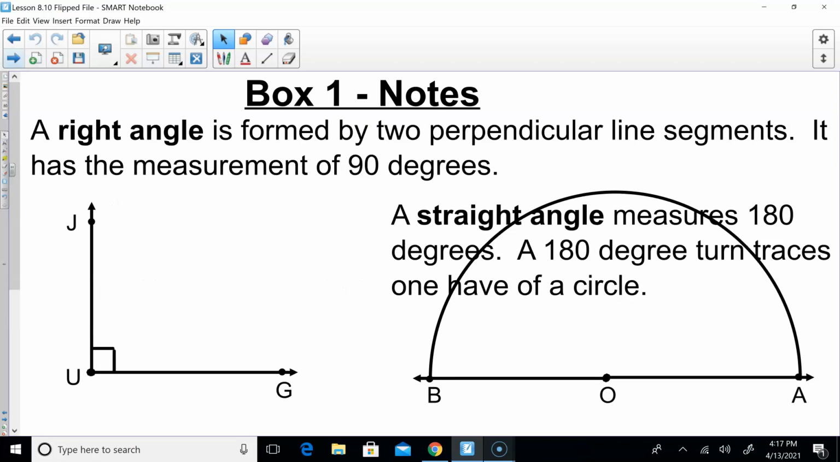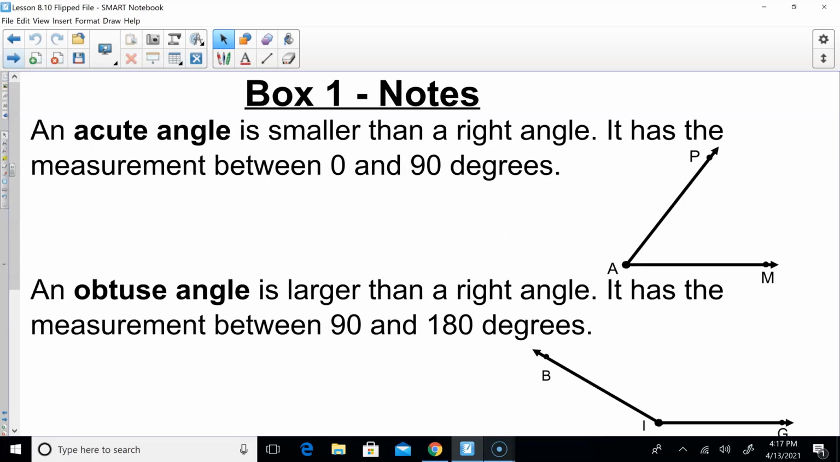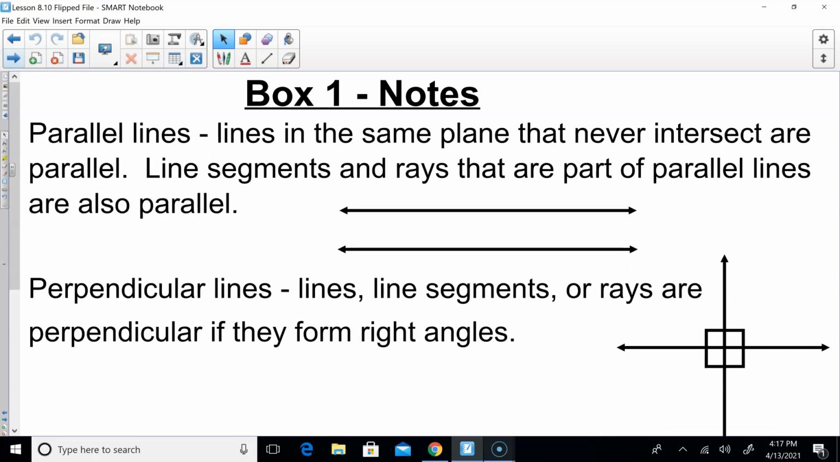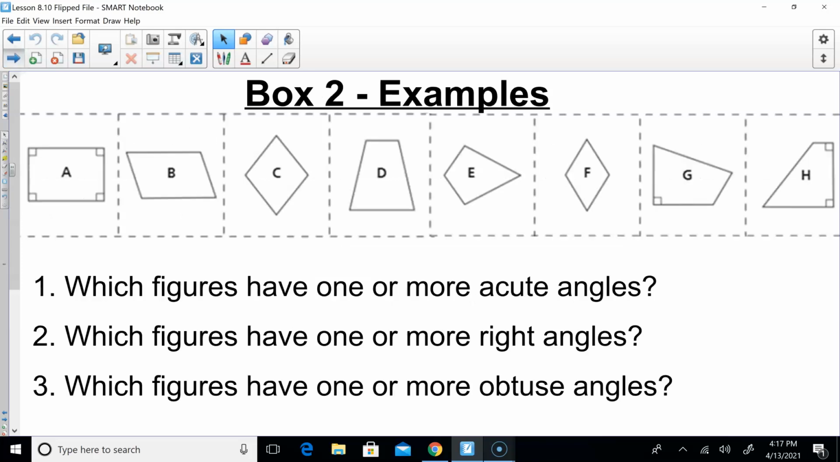So just a review, because here are the things we might have to break down. A right angle is 90, a straight angle is 180 degrees, an acute angle is between 0 and 90, an obtuse angle is between 90 and 180 degrees. Parallel lines are lines that never touch each other, and perpendicular lines are lines that form right angles when they cross. And let's begin with today's questions.